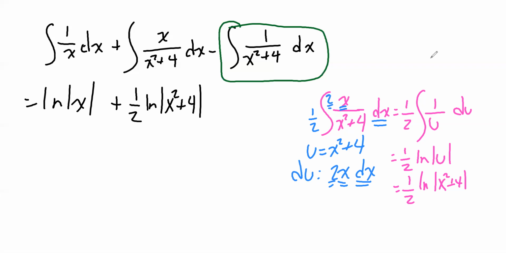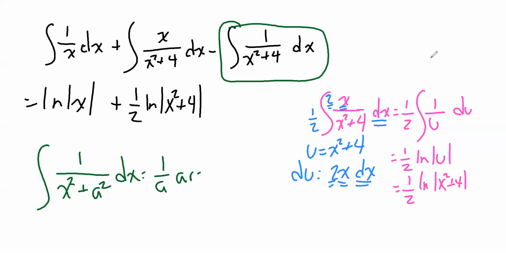We can't do a partial fraction decomposition because x squared plus 4 is irreducible. Could we do a substitution? No, because we did the substitution on the previous one and needed the x. There is no x in this one. However, we actually have an integral rule. The integral rule was the integral of 1 over x squared plus a squared dx is equal to 1 over a arc tangent x over a plus c.